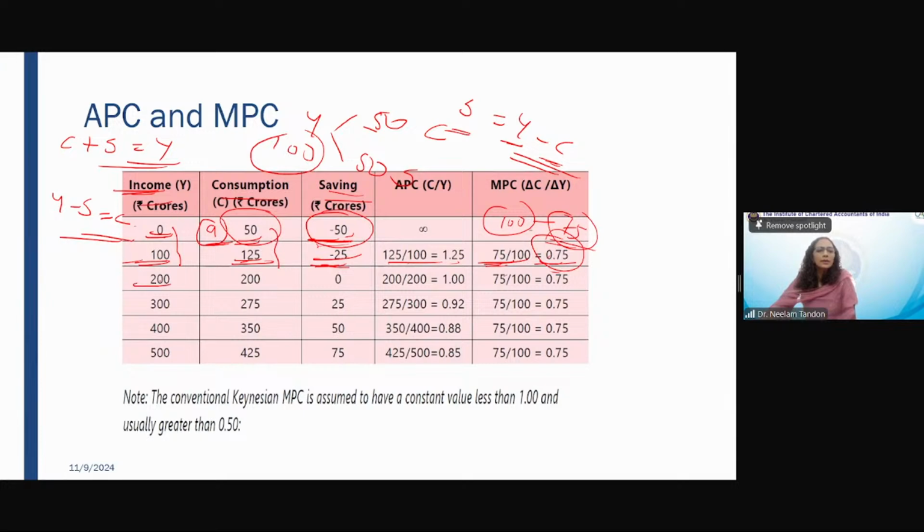If you look here, income has increased from 100 to 200 crores. And since income has increased from 100 to 200 crore, consumption has increased from 125 to 200 crore. How much is the increase in consumption? By 75. So now consumption is equal to income. That means savings will be 0. So where are you on this curve?